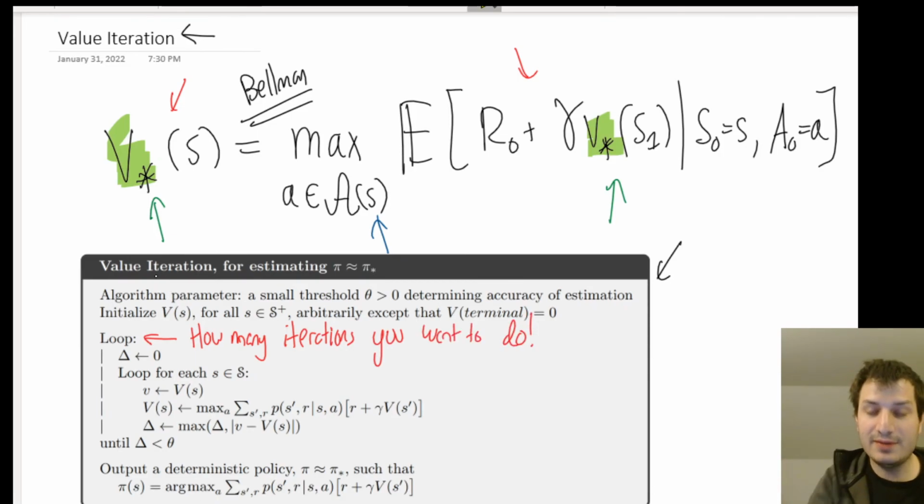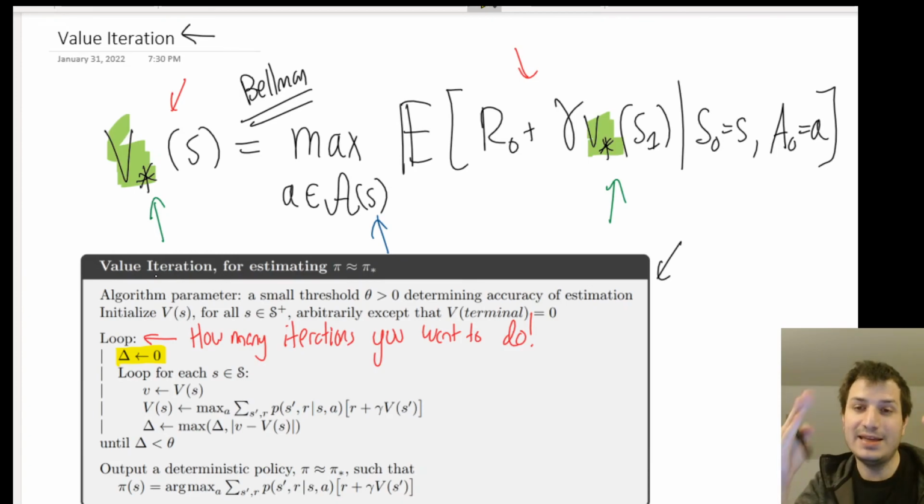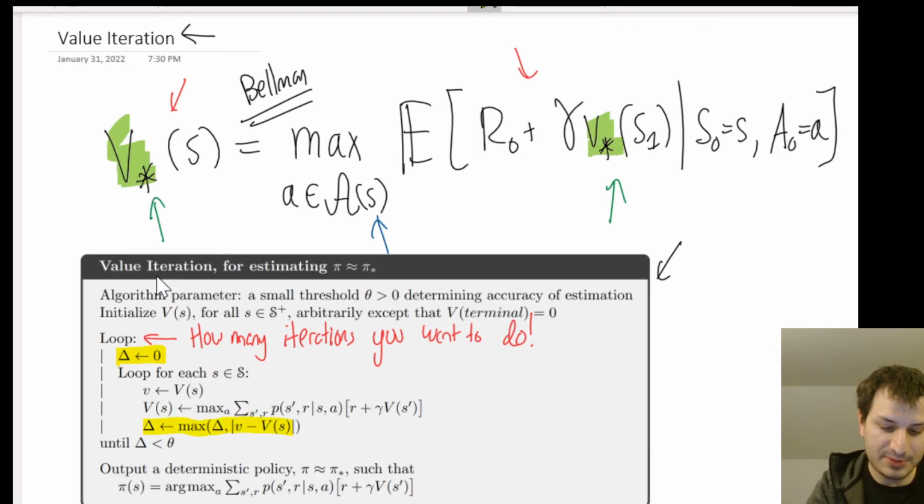And the way they do that in the textbook is they have some delta factor, and the delta factor is keeping track of how much you have changed from one iteration to the next. And the idea is if you're not changing appreciably from one iteration to the next, then we should just stop. So delta is keeping track of how much we've changed, and this line is updating it. This line is also a part of that as well. And we go until we don't change much.